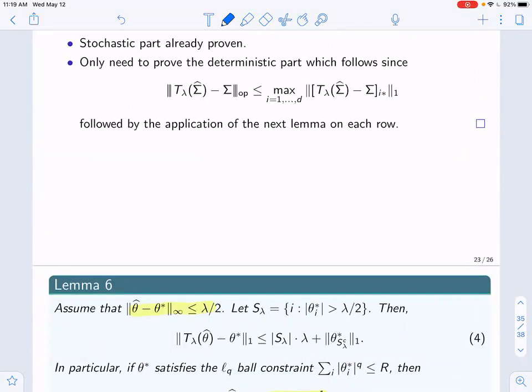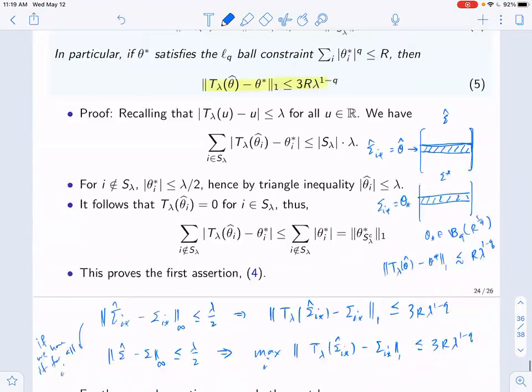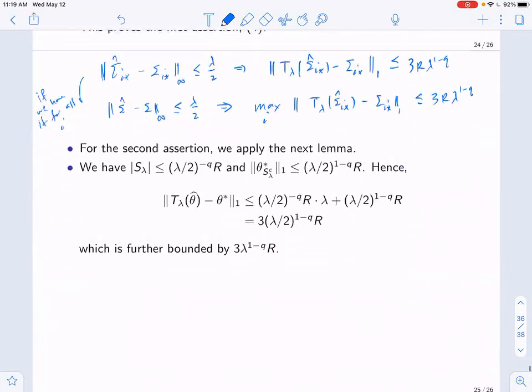Yeah, right, okay, so that was the maximum. You can also think of this as basically T lambda sigma hat minus sigma, sorry, the I star goes out because taking the ith row is a linear operation. So first take the difference and then take the ith row, or first take the ith row and then take the difference. It doesn't matter.